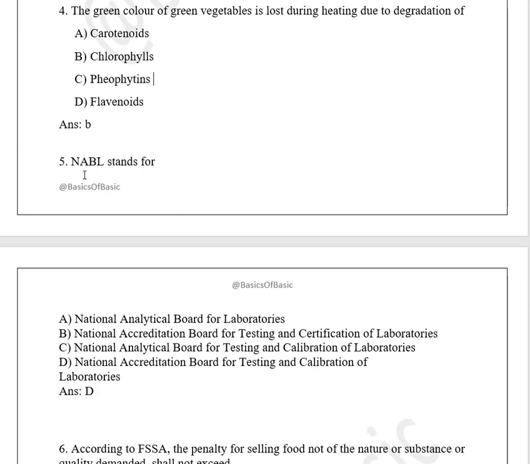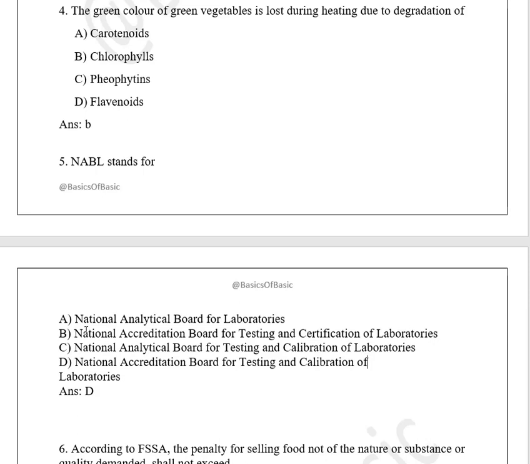NABL stands for: National Analytical Board for Laboratories, National Accreditation Board for Testing and Certification of Laboratories, National Analytical Board for Testing and Calibration of Laboratories, or National Accreditation Board for Testing and Calibration of Laboratories. All of them look similar and are confusing, but you need to know the complete, correct full form.